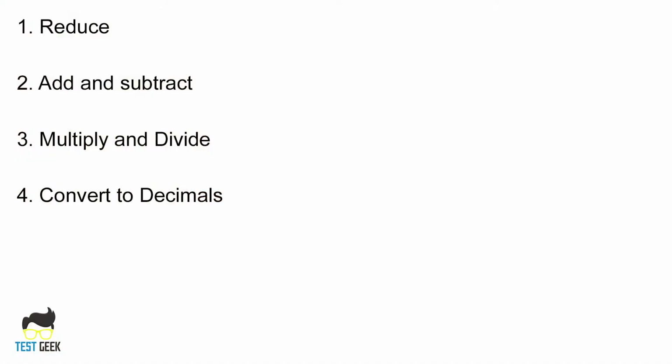In order to master fractions for the SAT or ACT, you need to be able to do these 4 things: reduce, add and subtract, multiply and divide, and convert to decimals. So let's start with reducing. What does it mean to reduce a fraction? Well, let's say we have 4 over 10 as our fraction. If we want to reduce this, it means get it to its simplest form.